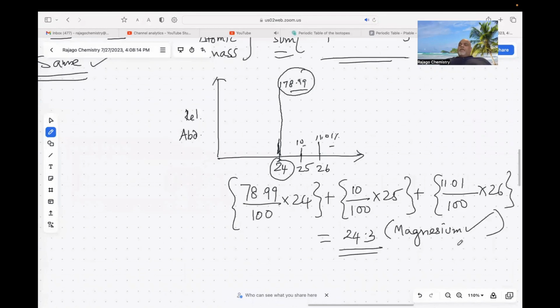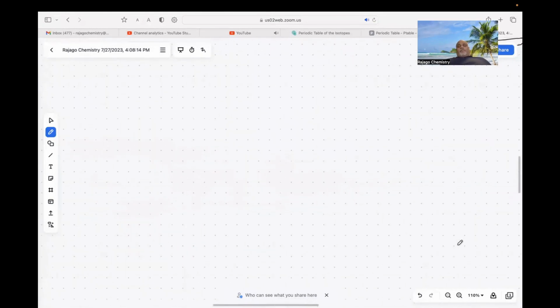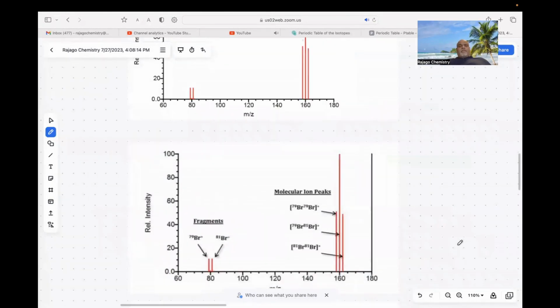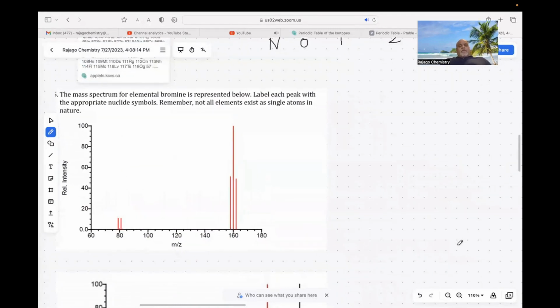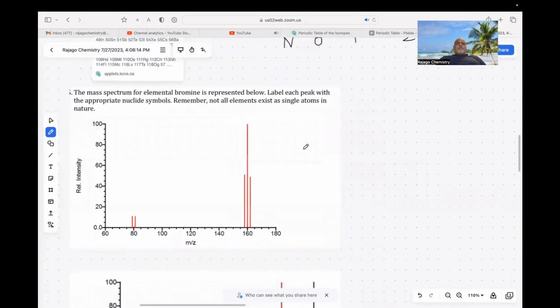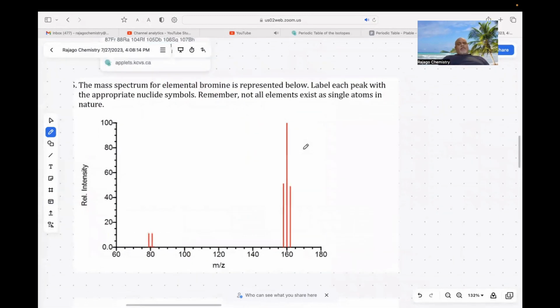Now sometimes it might look like this. Okay, in the AP, they might give you something like this. The mass spectrum of elemental bromine is represented below. Label each peak. Now you look at this one. You have two peaks near 80, one at 79 and one at 81. And exactly at 160, there are a couple of them.